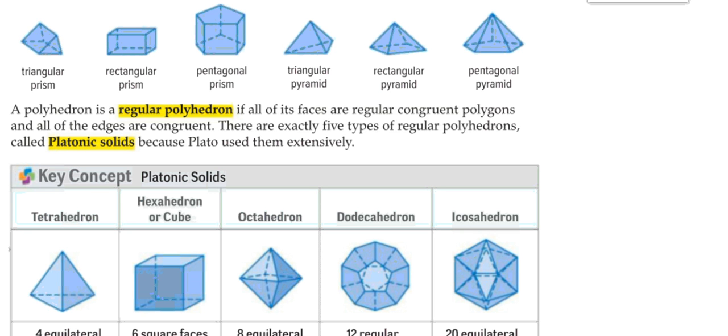There are some special polyhedrons that are regular polyhedrons. And remember, a regular polygon is a polygon with all the angles and the sides the same. Well, this is a polyhedron, so it's three-dimensional, and all of its faces are regular congruent polygons, and all of its edges are congruent. And there are exactly 5 of them. That is it. In the world, there are 5 regular polyhedrons. They are called platonic solids. That's just a piece of information for you.